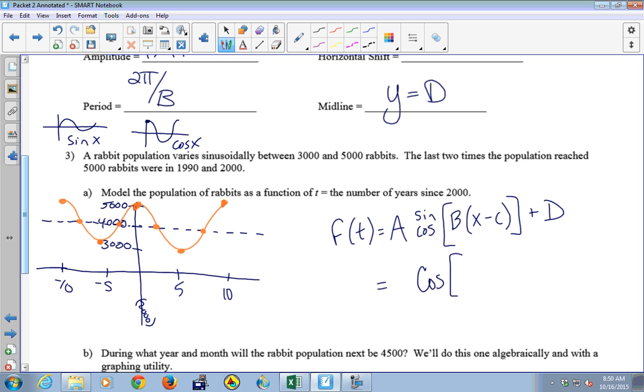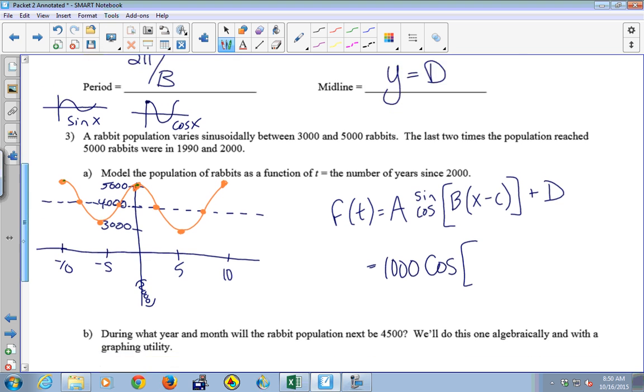Okay, my amplitude, that's the distance from the midline to a max or the midline to a min. So what's my amplitude here? 1,000. And then the period, how long does it take for one cycle to complete here? 10 years. 10 years to get from a maximum to a maximum or a minimum to a minimum. Okay, so to complete one complete cosine curve, 10 years.